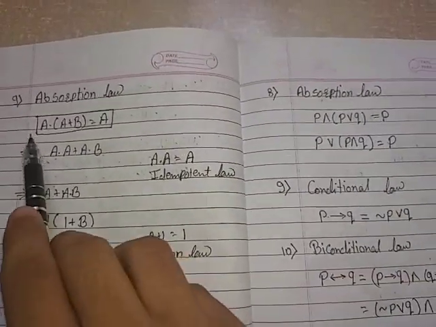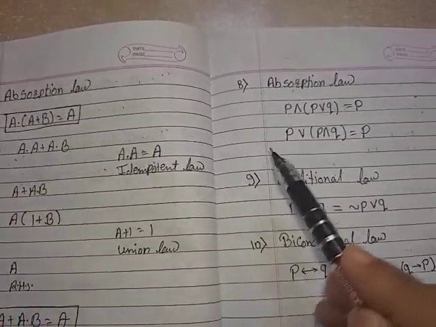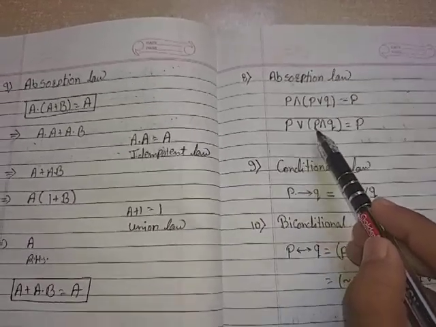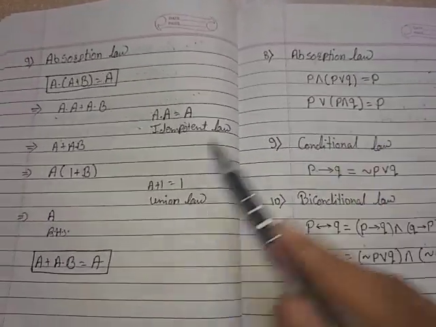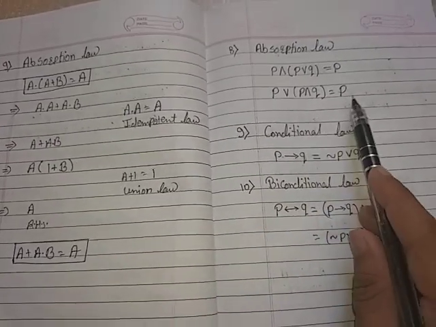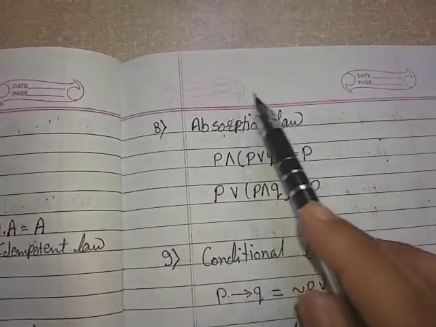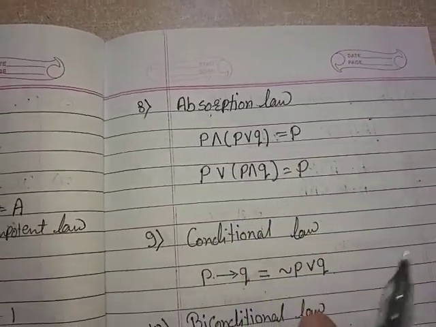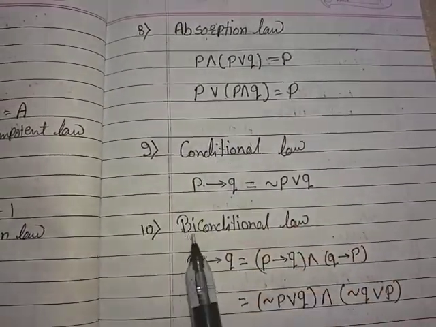Here as well, A dot A plus B is equal to A. P disjunction (P conjunction Q) is equal to P. A plus A dot B is equal to A. Now other than these 8 laws, there are 2 more laws, the conditional law and the biconditional law.